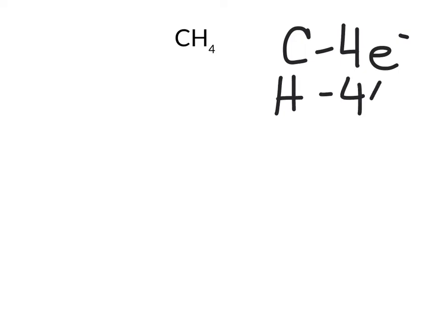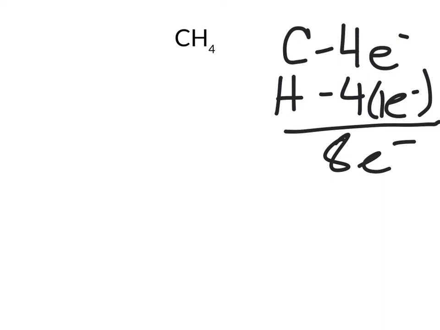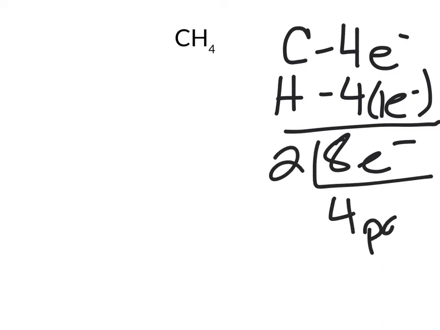So I start with CH4, otherwise known as methane. I know that carbon has 4 valence electrons, and I know that the hydrogens, there are 4 of them, and each of them contains 1 valence electron. So that gives me 4 plus 4, so I have 8 electrons. I divide that by 2, and I get 4 pairs.